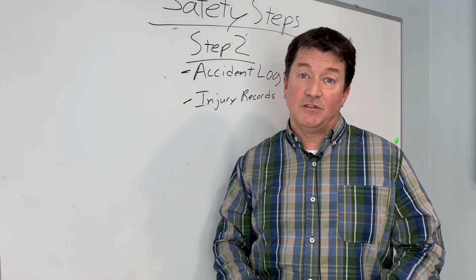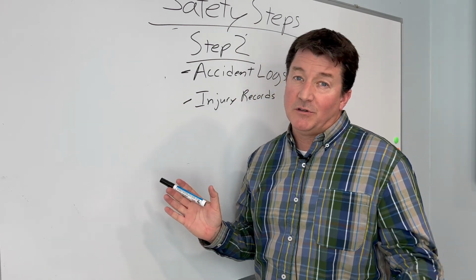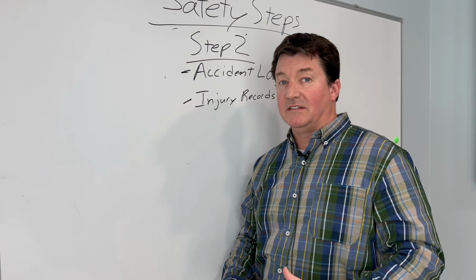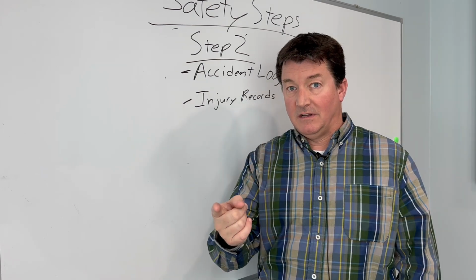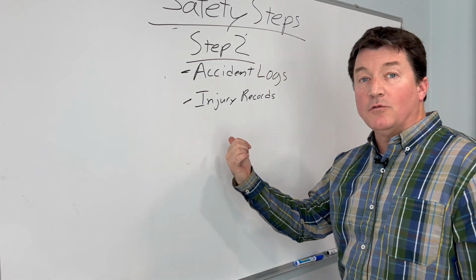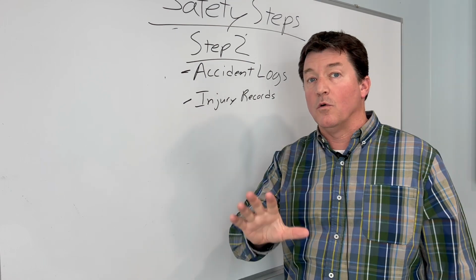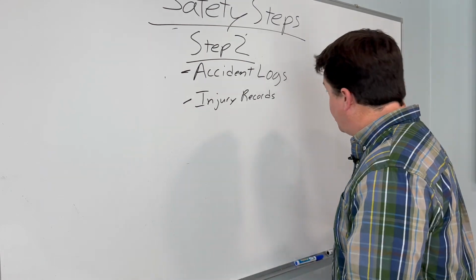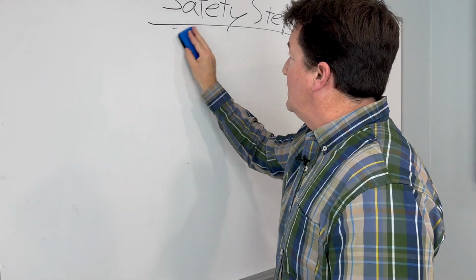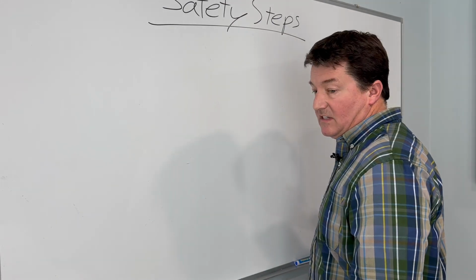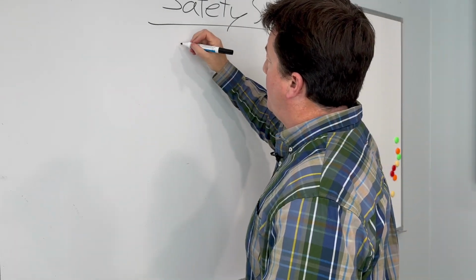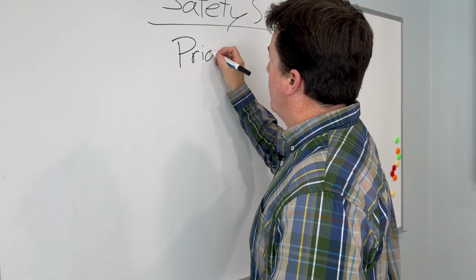So that's step number 2. Now, you're not supposed to do all 6 of these steps in one day. It takes time, but this is the process. So the first step, again, safety assessment. Second step, we're digging into records. We're digging into accident logs. We're organizing our records. The third step, step number 3 of the safety steps, is going to be all about priorities.